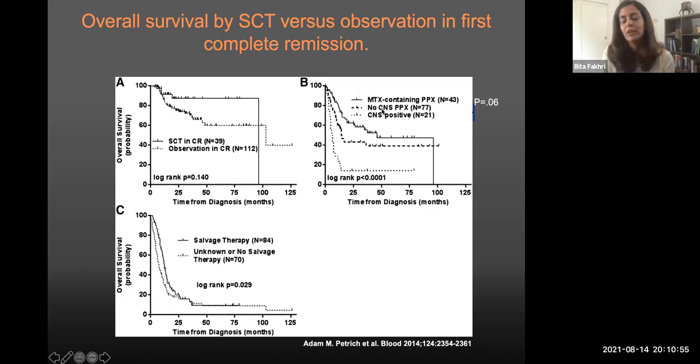And then they looked at patients with double hit lymphoma status. Again, these are all retrospective studies, and you know that retrospective studies are fraught with bias, but this is the best we have. Patients who did get methotrexate containing prophylactic regimens compared to no CNS prophylaxis had improved overall survival. And patients with CNS involvement and double hit lymphoma, that's unfortunately a very difficult patient population to treat.